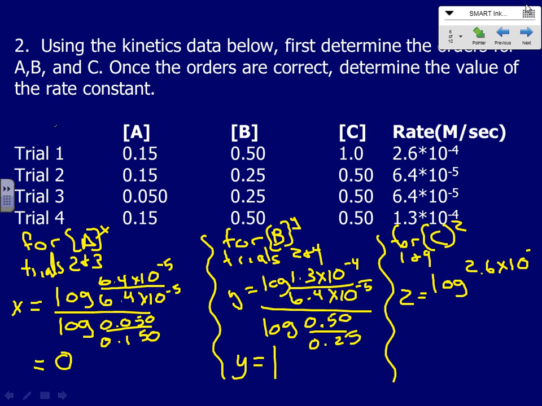2.6 times 10 to the minus 4 over 1.3 times 10 to the minus 4. Notice the times 10 to the minus 4 really cancel out. Really, we've got 2.6 over 1.3. That's a doubling, right? We've doubled the rate, and what did we do to the concentration? Log 1.0 over log 0.5, and it looks like we've doubled that as well. So again, keep that in mind.